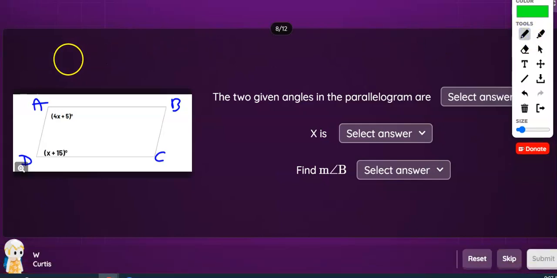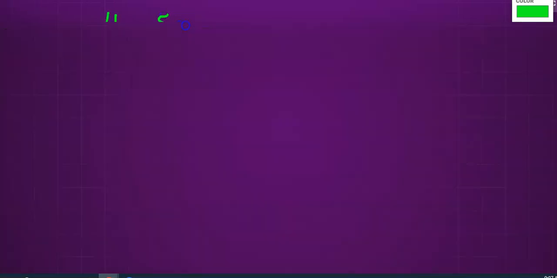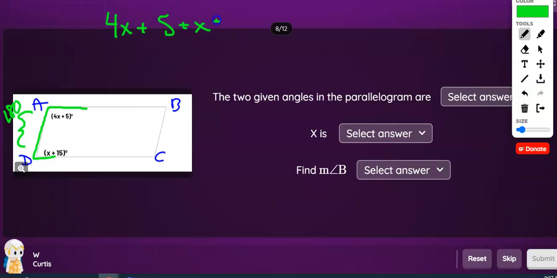Popular or often missed one. What do you know about these two angles? Thank you. In a parallelogram, two consecutive angles are always supplementary, aka 180 degrees. So this time my equation is 4x plus 5 plus x plus 15 is equal to 180. Last time we set them equal to each other. This time they're not equal to each other. You got an obtuse angle and an acute angle.